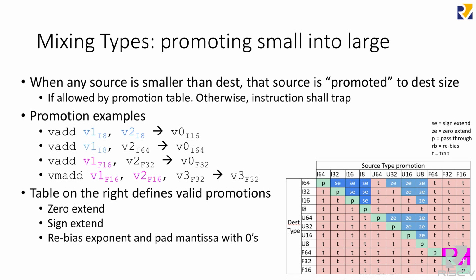And you have a matrix that you probably cannot read, but trust me, the T's mean trap, so that's not a legal combination. The P's mean pass through, which means it's accepted. SE is sign extend, and Z is zero extend. We also allow adding an F16 with an F32 into an F32. The machine learning folks will quickly recognize multiply-add with 16-bit inputs, accumulating into 32 and leaving the result in a 32. And for those where you just have to rebias the exponent, and obviously put zeros at the bottom of the mantissa, that's also going to be legal.